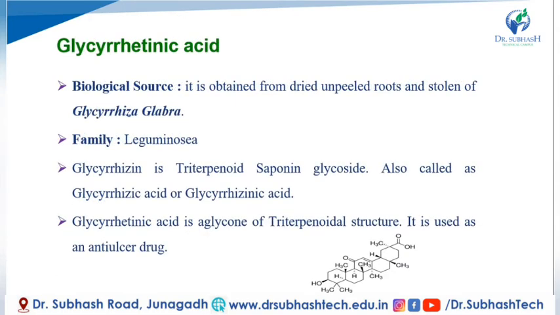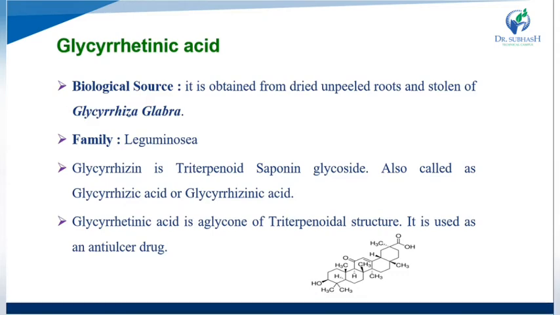Glycyrrhetinic acid, its biological source: it is obtained from the dried unpeeled root and stolon of Glycyrrhiza glabra. So this is the biological source. The family is Leguminosae.